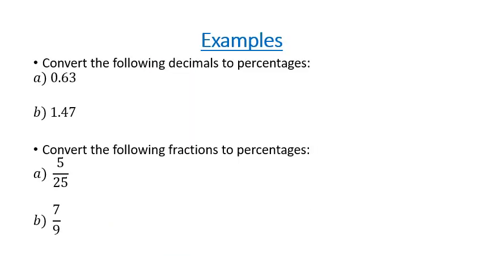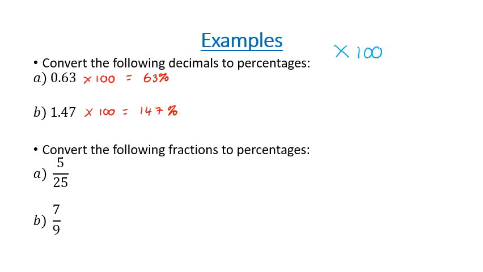So let's have a look at some examples. Here we can see that we need to convert the following decimals to percentages. Now remember that all we have to do is multiply our answer by 100. So if we multiply 0.63 by 100, that's going to give us 63%. If we multiply 1.47 by 100, that's going to give us 147%.